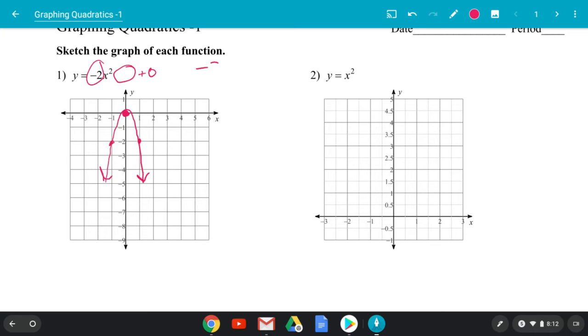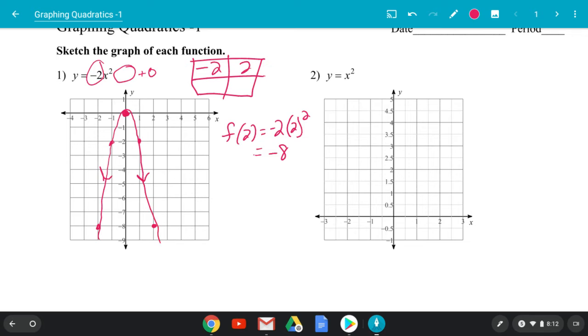Well, we would do -2 and 2, right? So I'm going to plug in 2. F of 2 is -2 times 2 squared. Well, 2 squared is 4. -2 times 4 is -8. So it would be right there and right there, which is exactly where those lines are headed. Yes? Questions?